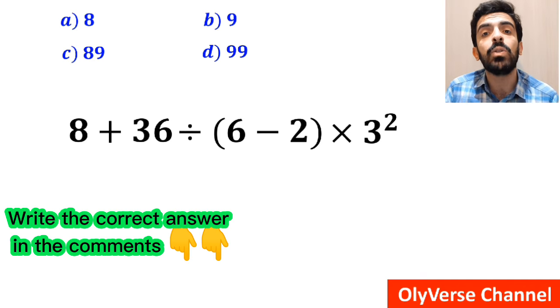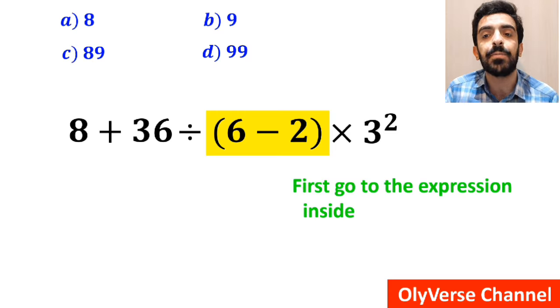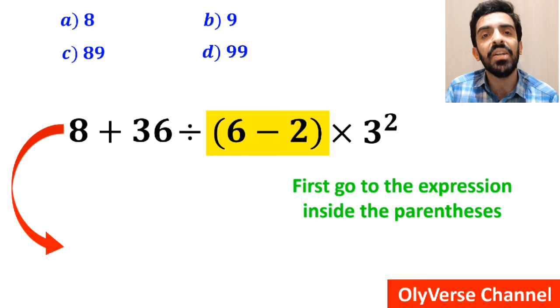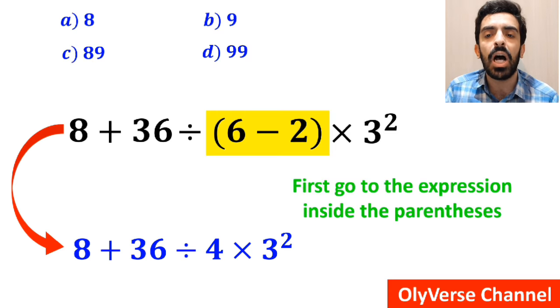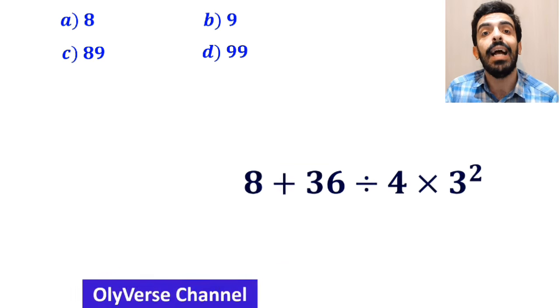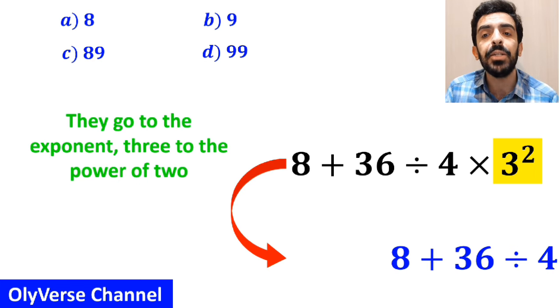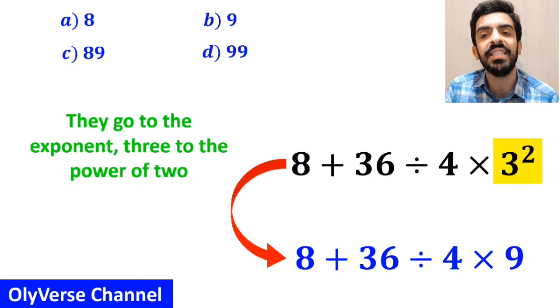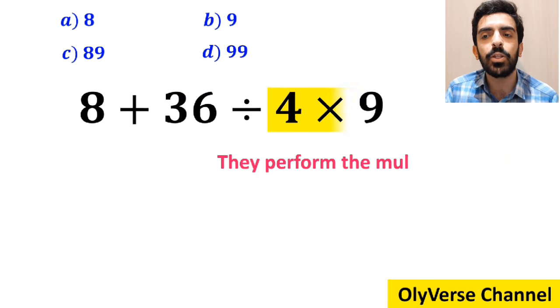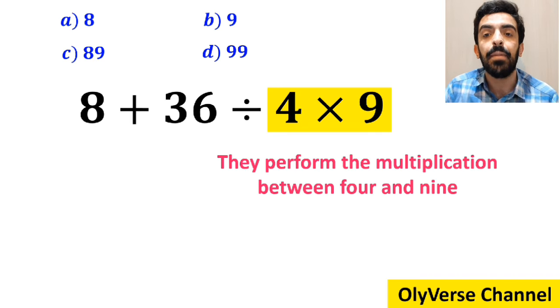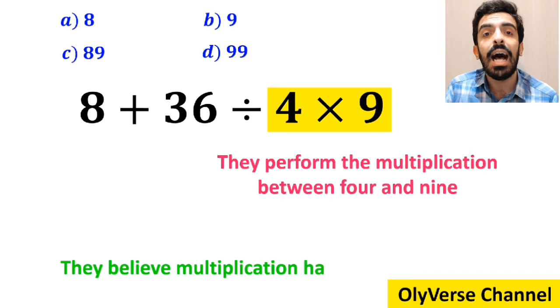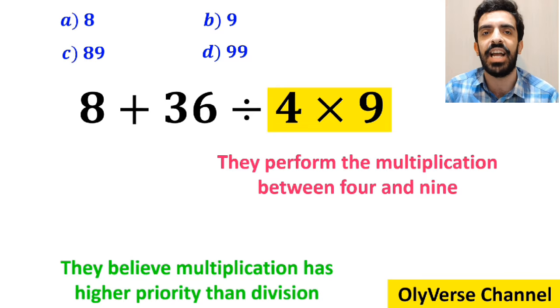Also, some other people, to solve this question, first go to the expression inside the parentheses, and instead of this expression, they write 8 plus 36 divided by 4 times 3 to the power of 2. In the next step, they go to the exponent 3 to the power of 2 and simplify it to 8 plus 36 divided by 4 times 9. Then, they perform the multiplication between 4 and 9 because they believe multiplication has higher priority than division.